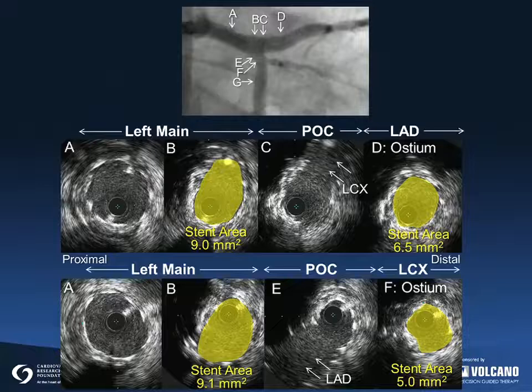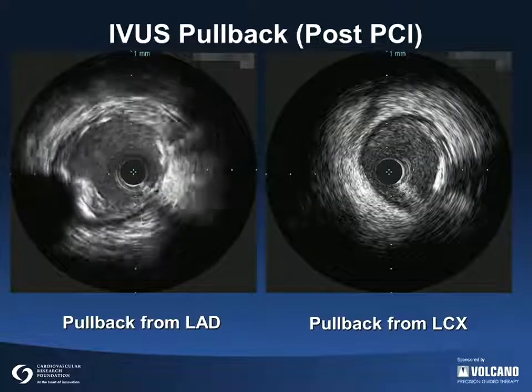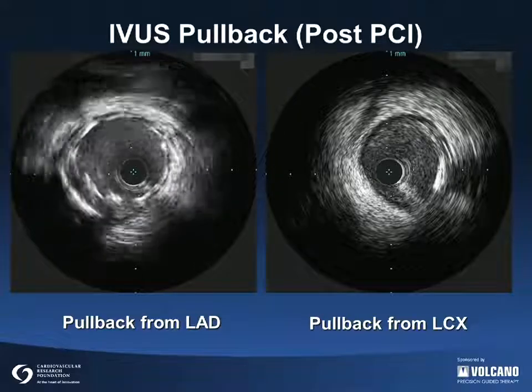The stent area in the distal left main measured 9 square millimeters from the LAD pullback and 9.1 square millimeters from the left circumflex pullback. As noted previously, we always take the smaller of the two measurements. The minimum stent area in the ostium of the LAD measured 6.5 square millimeters, and the minimum stent area in the ostium of the left circumflex measured 5 square millimeters. We will now repeat the IVUS pullbacks.